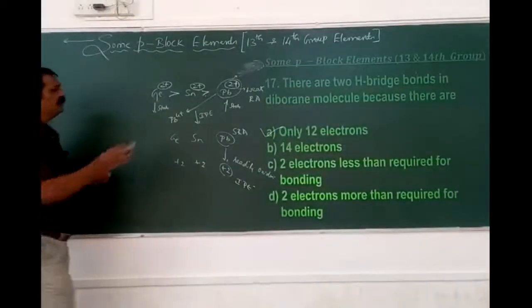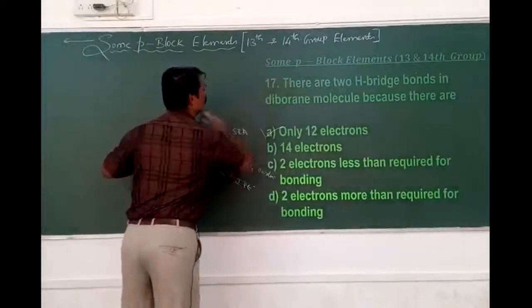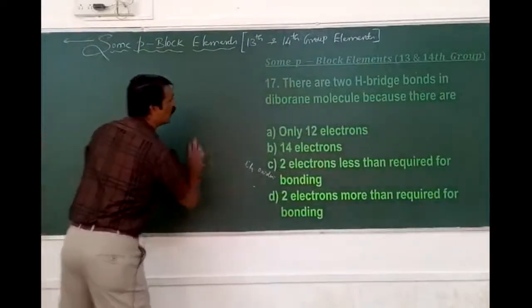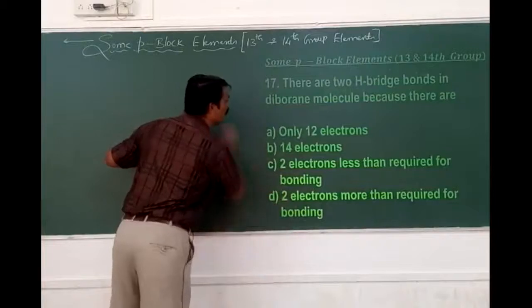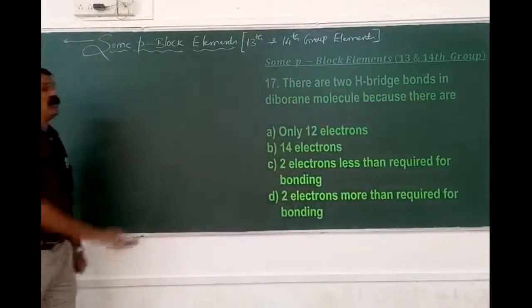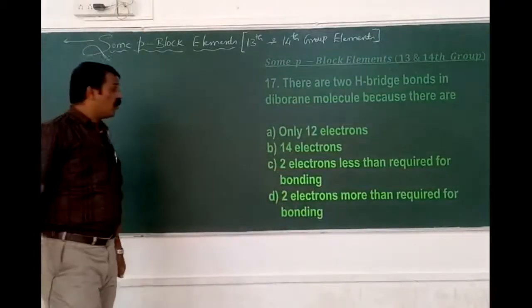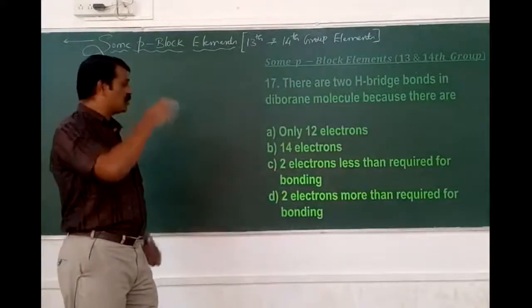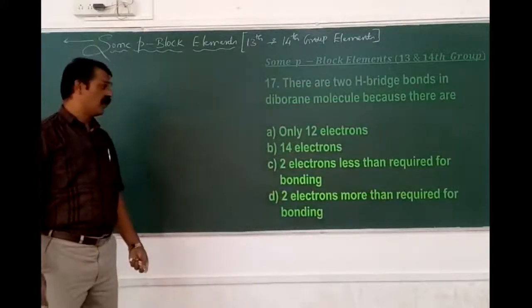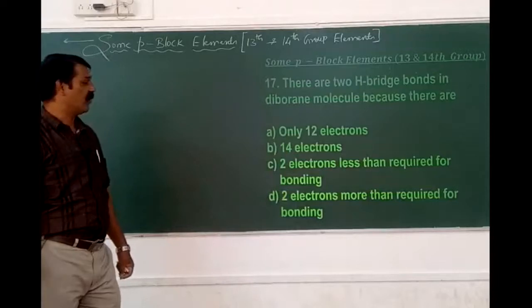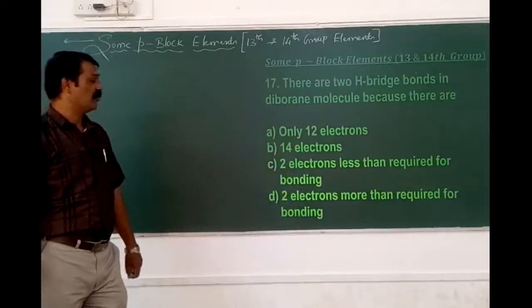How many hydrogen bridge atoms are there with respect to which one? The diboron molecule. Because there are only 12 electrons, there are 14 electrons less than required for the bonding, 2 electrons less than required, and then 2 electrons more than required for this one.